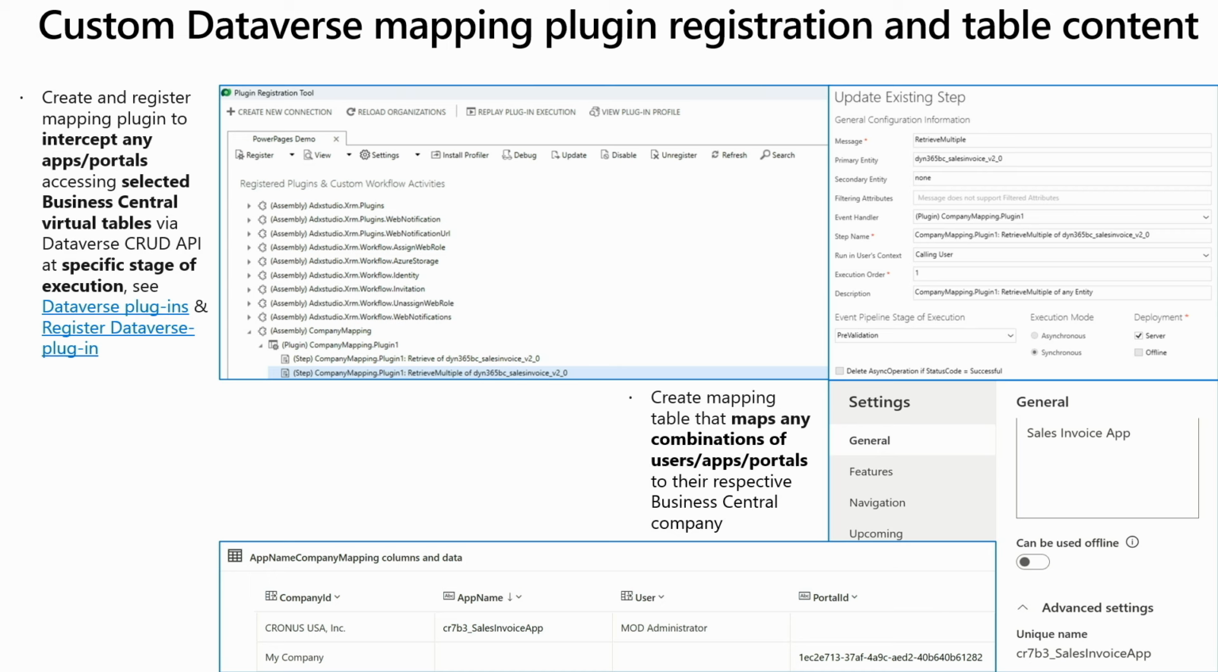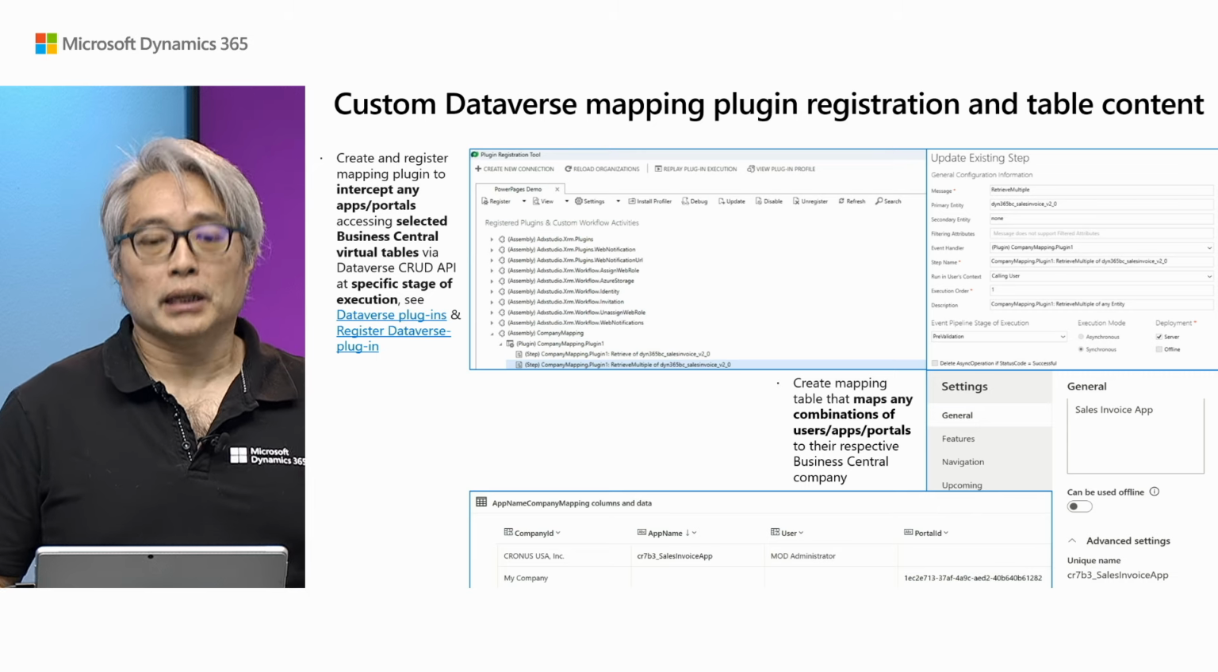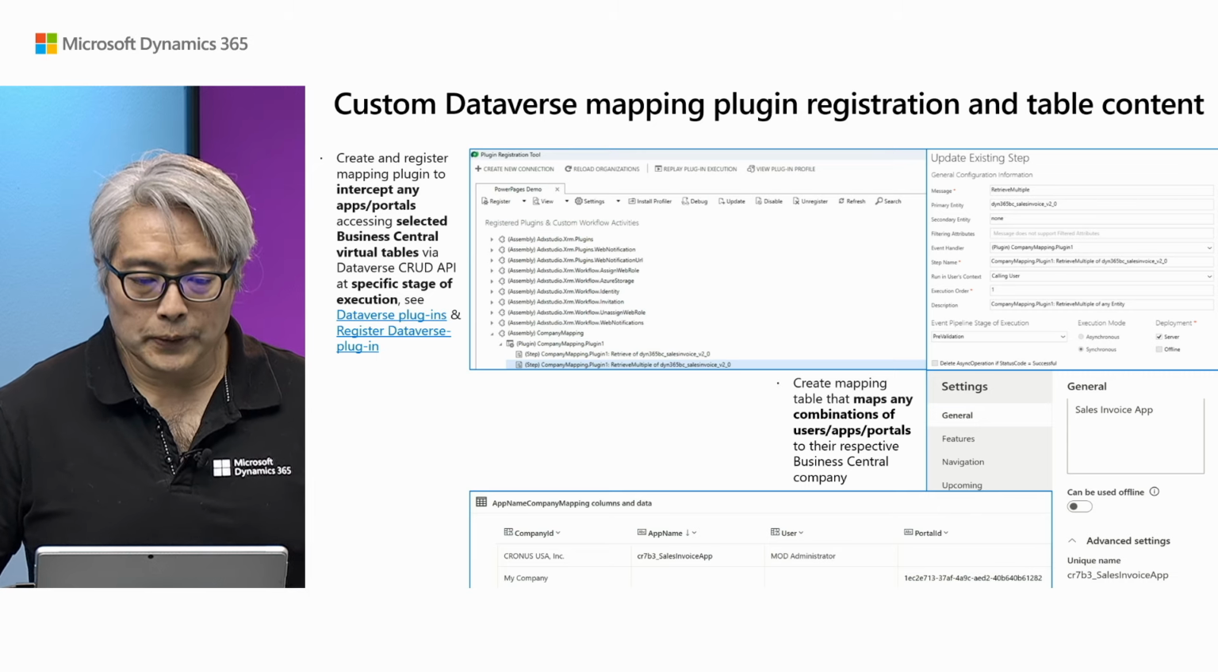In this case, CR7B3 sales invoice app, and whenever the user is mod administrator, you want to always use Chronos USA. So you can actually make any combination of user and Power App and use many different companies. All right.